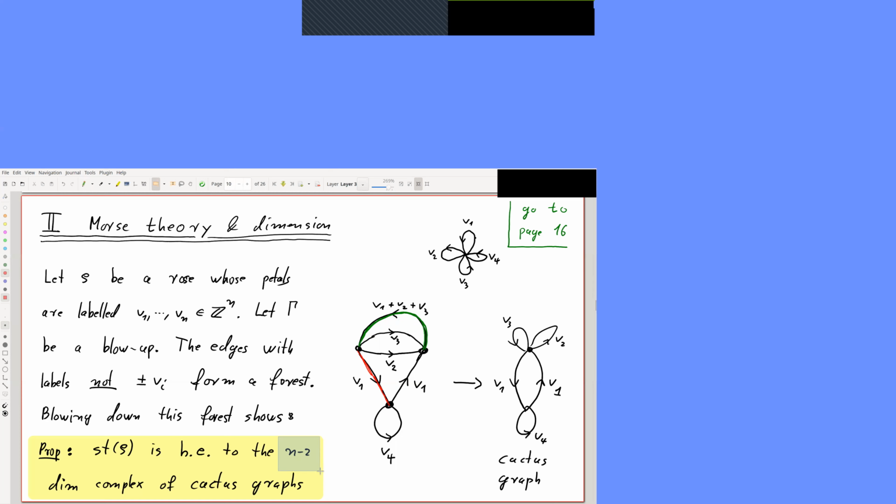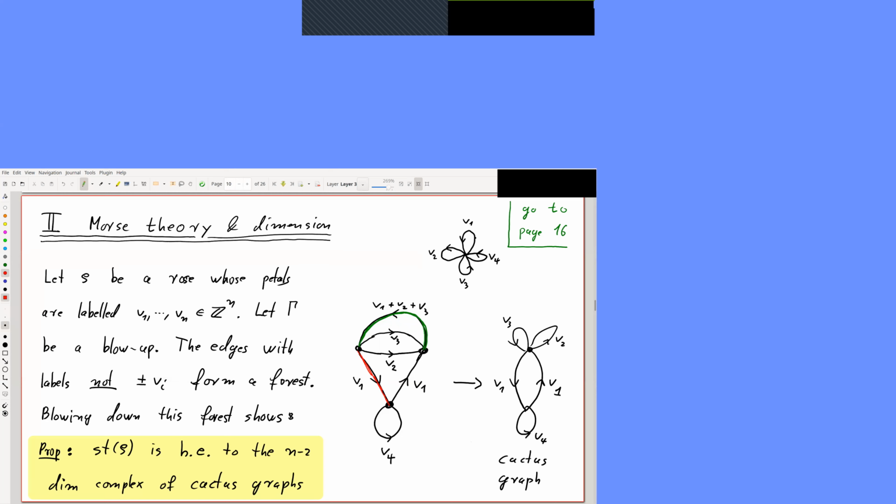So the star of a rose, that's the colored proposition down here, the star of the rose is homotopy equivalent to an n-2 dimensional space. So that's good to know, because we want to prove that the whole space Y is homotopy equivalent to something of smaller dimension. And this is way more than we need. This is much better than we need. Okay, so how do we go about gluing things together?